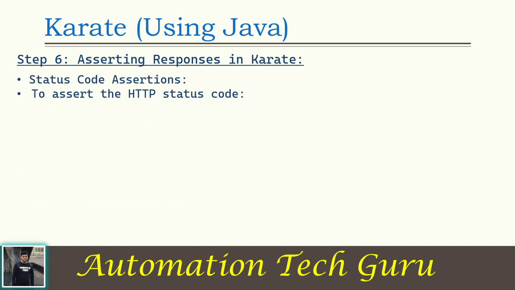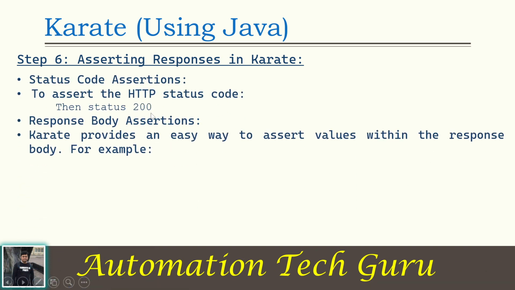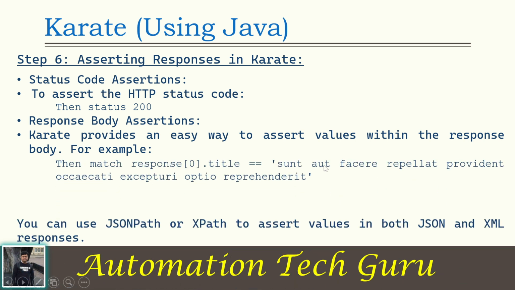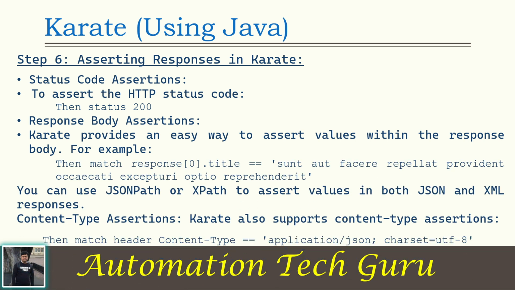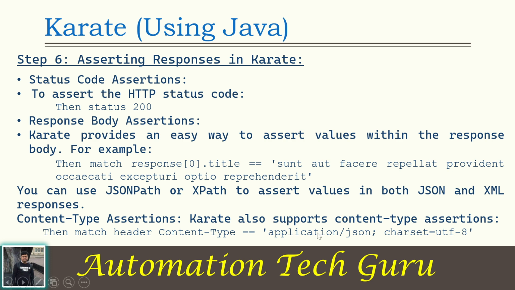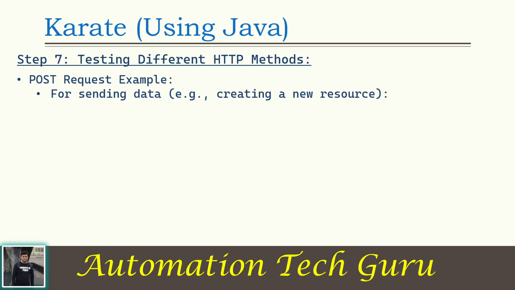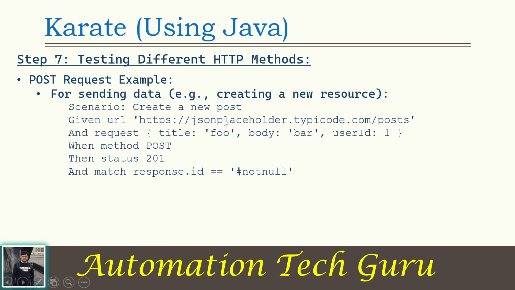Assertion. For the status code, you can use then status 200. For the response body, you can use then match title equal to this, and for JSON you can use match header type. Testing different HTTP methods. For post, for the sending scenario, you can use the given URL, then request, then method post, then status, then match response body.